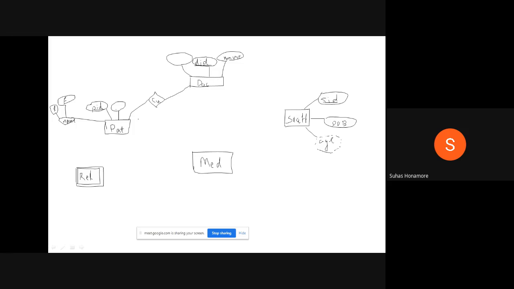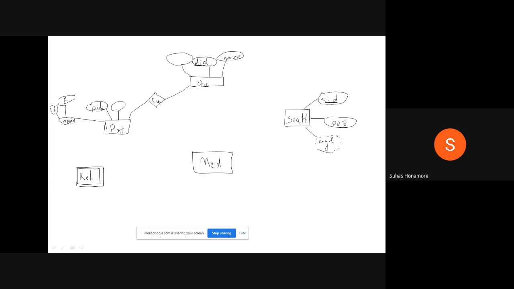If the question is like "draw a diagram for hospital management system" and he has not given any specific one, then you have to create your own problem statement. Here we are saying the patient is not dependent on the doctor. Maybe in my system the patient will directly take the medicine outside and get cured. That's why this is not total participation.